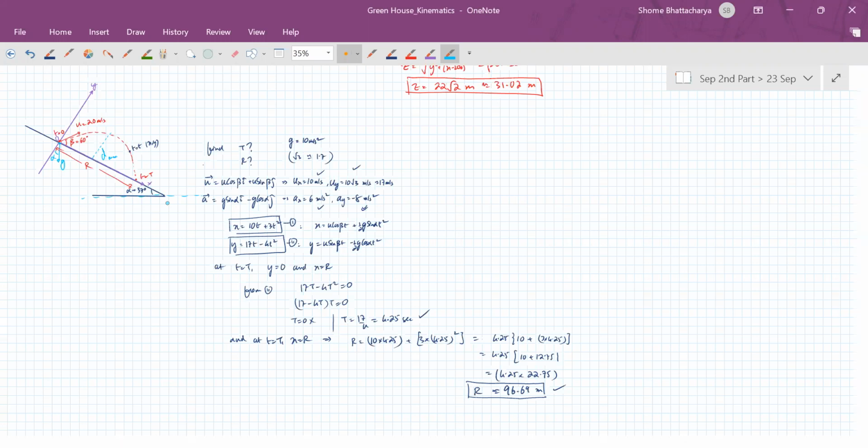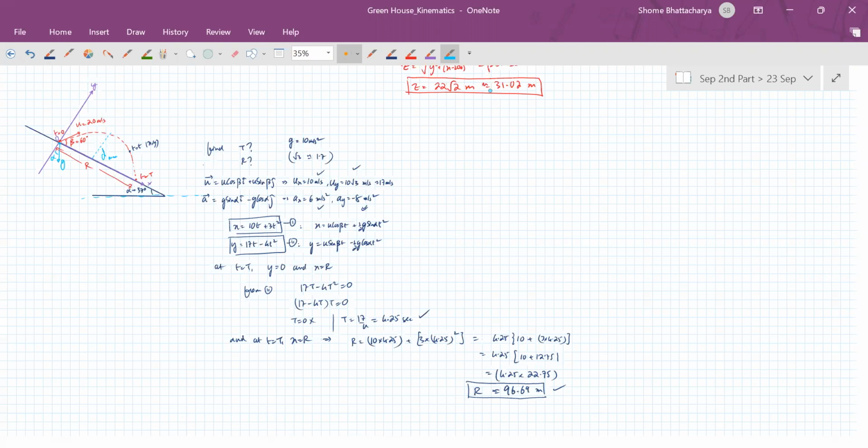Yes, sir. Okay. So that is why, in the case of projectile motion on an inclined plane, if that type of question is asked, then instead of the height from the ground, it will be asked what is the maximum distance from the inclined plane. In which case this y coordinate's maxima has to be calculated. Okay, sir.